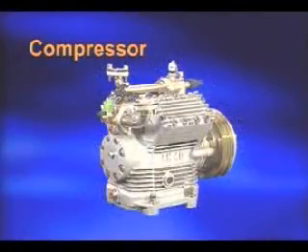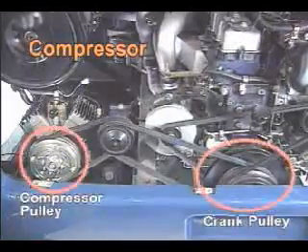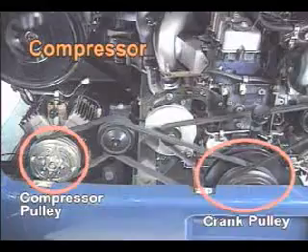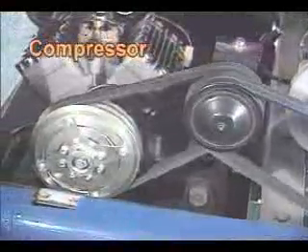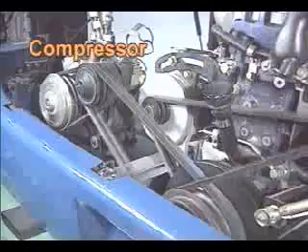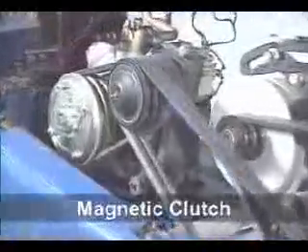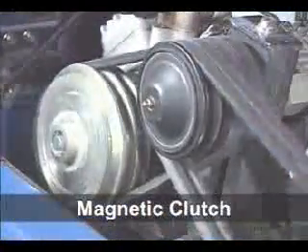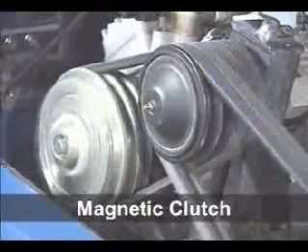First, let's take a look at the compressor. The compressor pulley is connected to the crank pulley by a V-belt, and the V-belt delivers engine power to the compressor. A magnetic clutch is installed at the compressor pulley. The magnetic clutch turns on and delivers engine power to the compressor when the air conditioner is on.